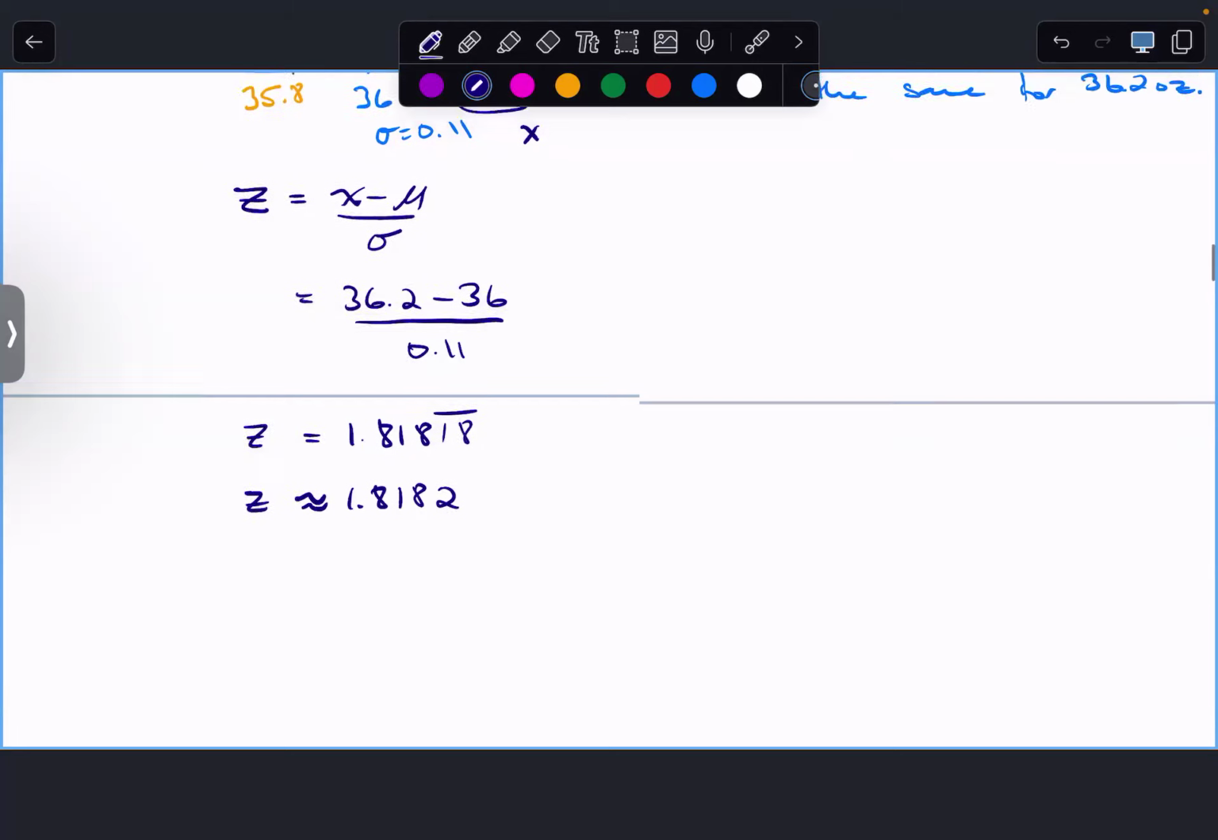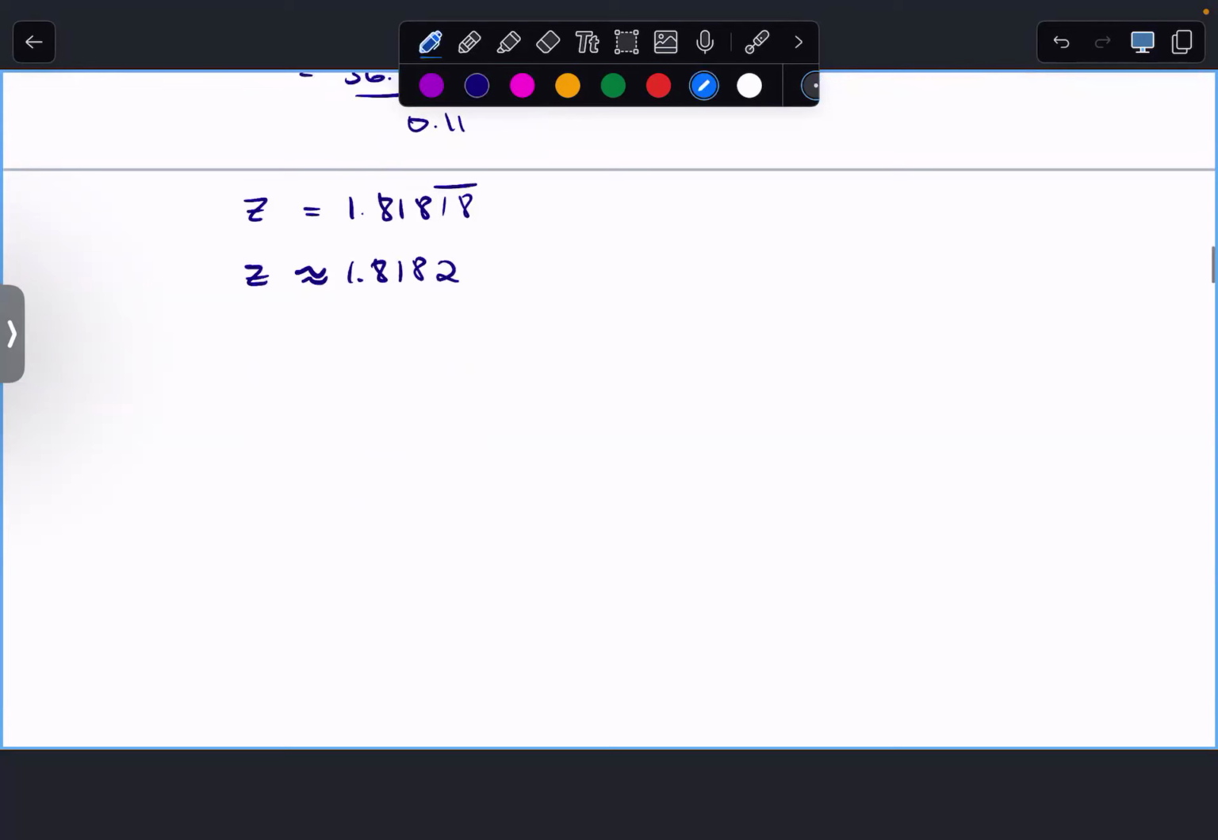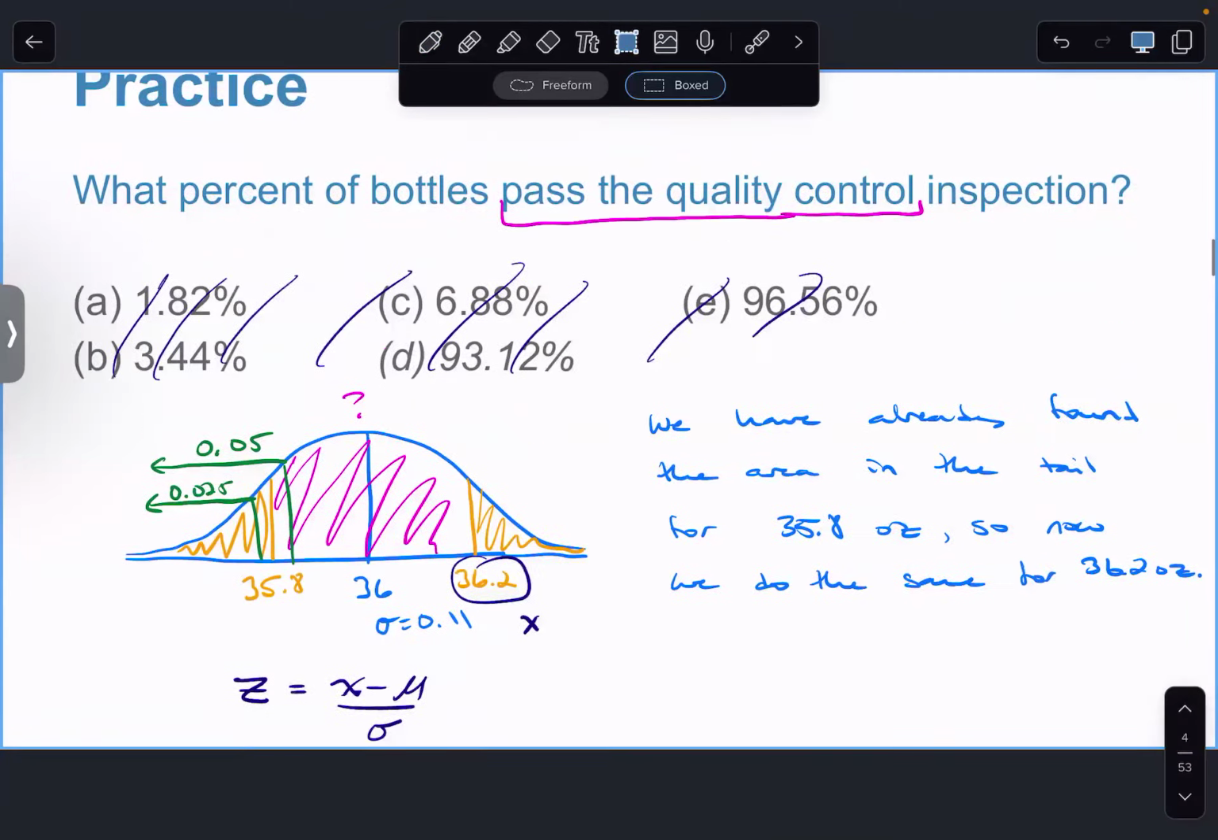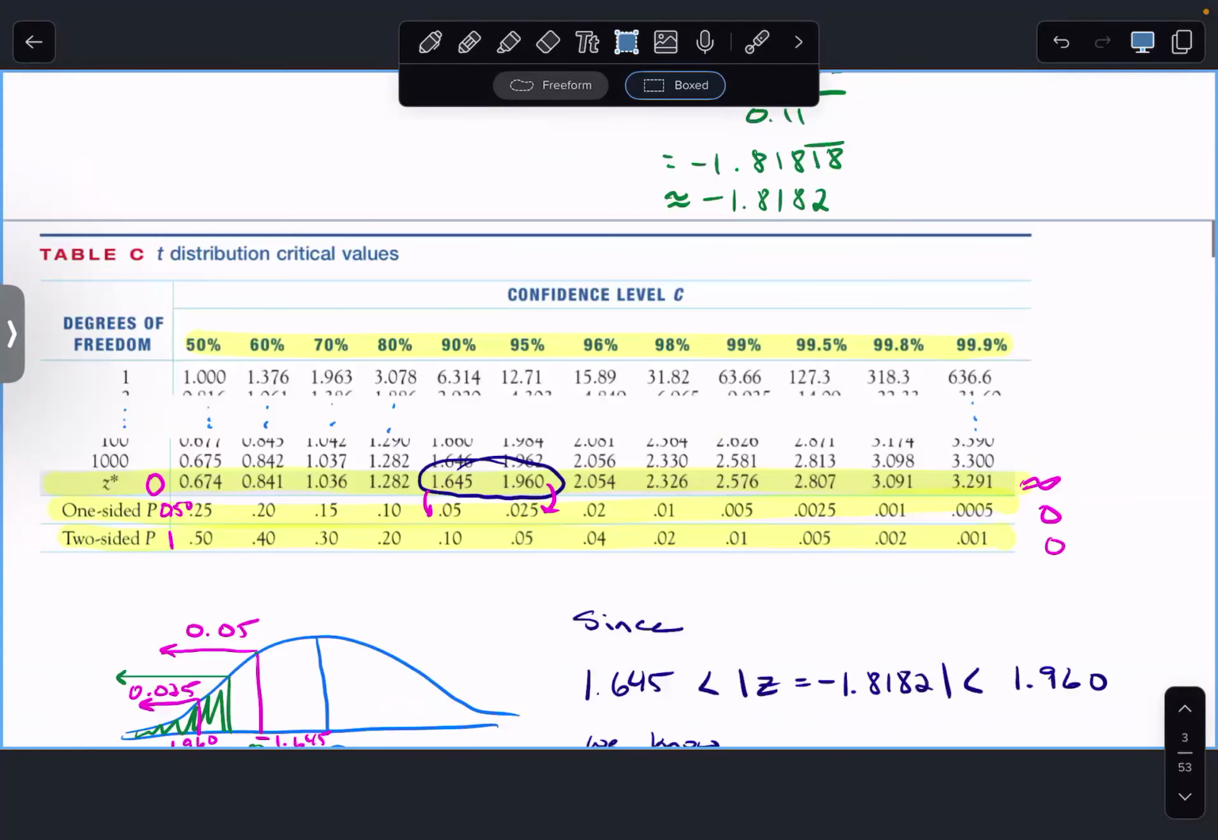So now I can sketch the standardized curve out if you'd like. 1.8182. From the table, do I have it? No. Thought maybe I had it copied already from earlier.